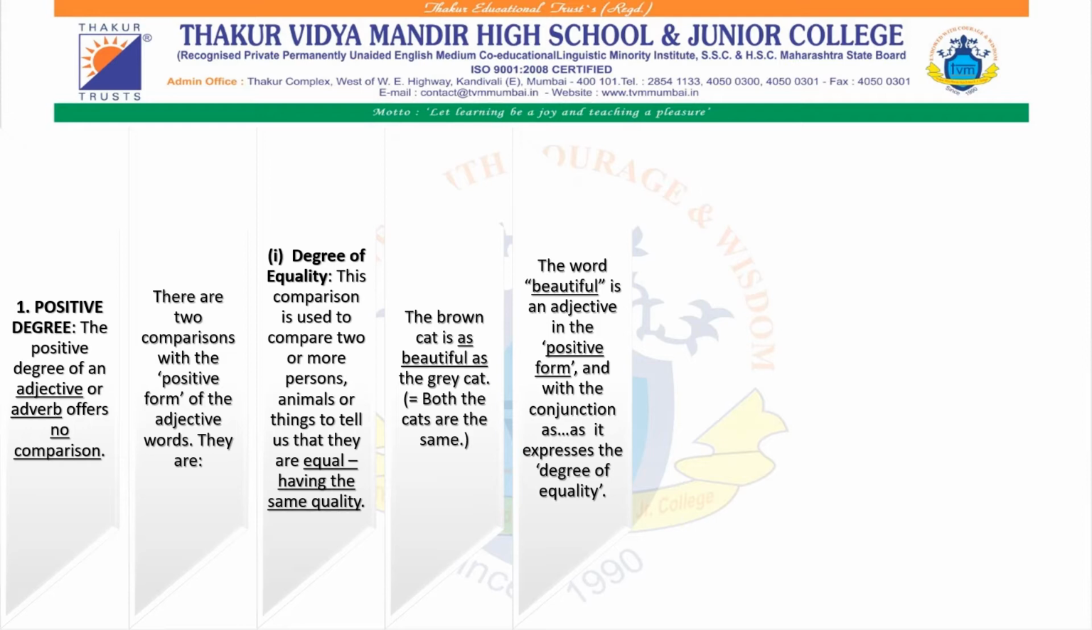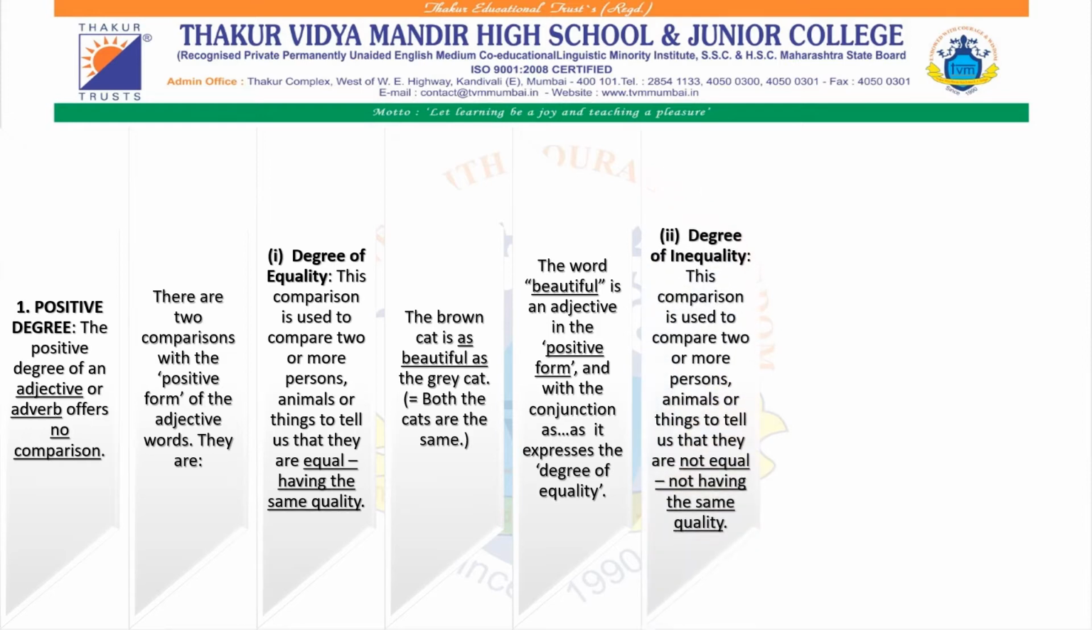The word beautiful is an adjective in the positive form, and with the conjunction as...as, it expresses the degree of equality, that we come to know that both the cats are equal or same. And the second is degree of inequality, and this comparison is used to compare two or more persons, animals, or things to tell us that they are not equal, that is, not having the same quality. Example, the brown cat is not so beautiful as the black and white cat. And what does it mean? That they are not the same.